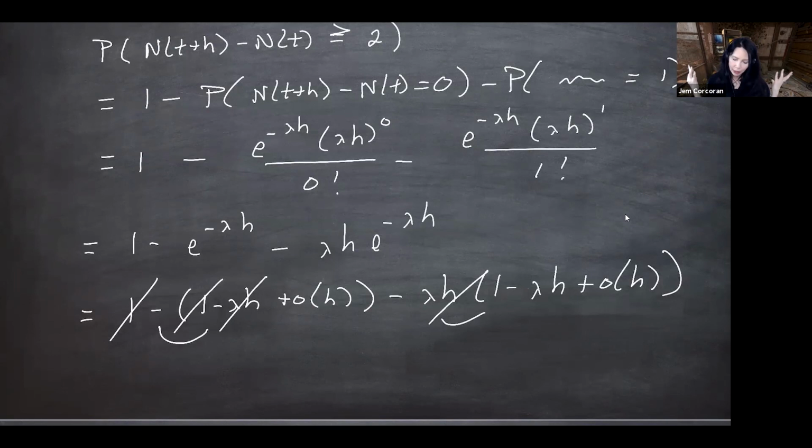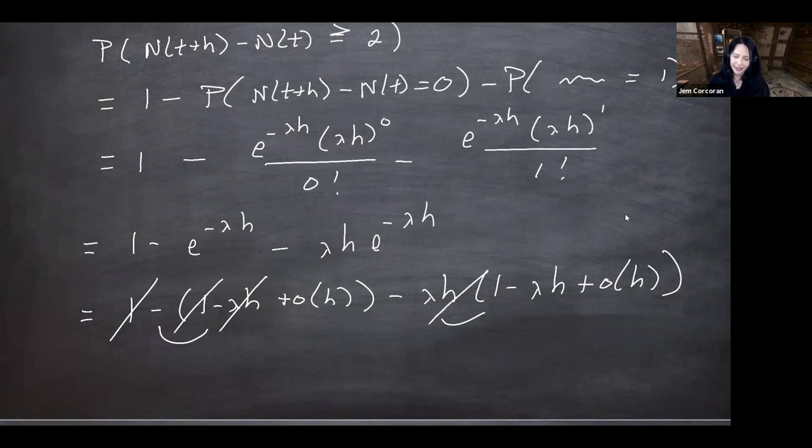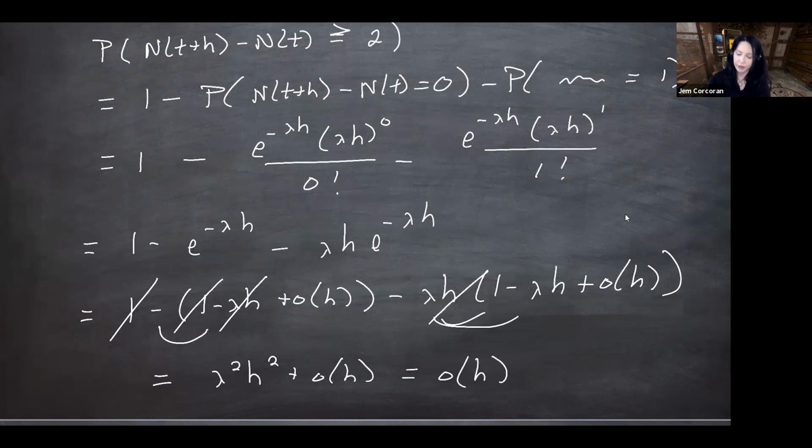What did I miss? I think you want to distribute that second lambda h, so you get lambda squared. So you have an extra little o, and that'll go away. Oh yeah, thank you. That's exactly right. So if you distribute this, you get lambda squared h squared plus little o of h, but h squared is little o of h, so this is another little o of h, and that's what we wanted to show.